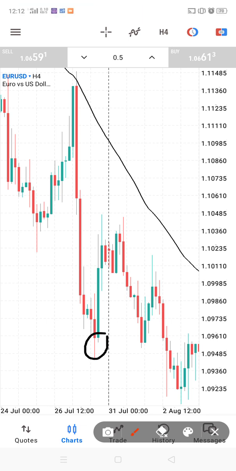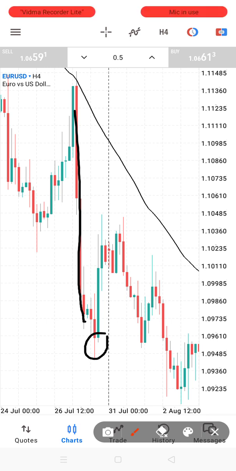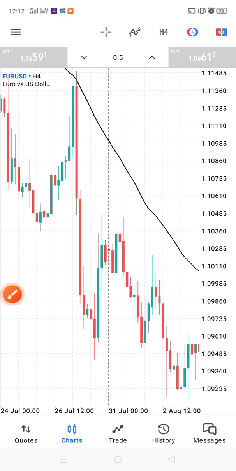It shouldn't close like this if it was going to continue to the downside, especially after a big run like this. And this happens right here. You should be careful with this, as the market might probably be exhausted, not willing to continue more. So you need to take that into consideration.